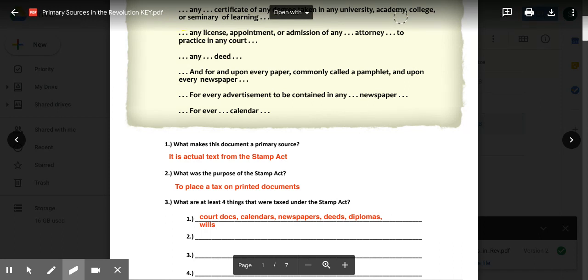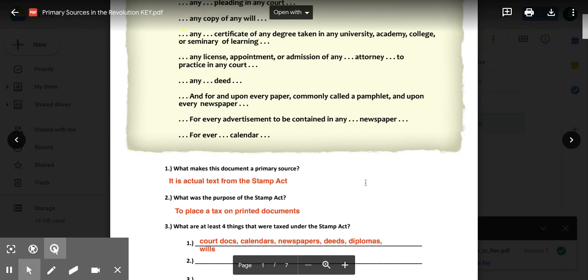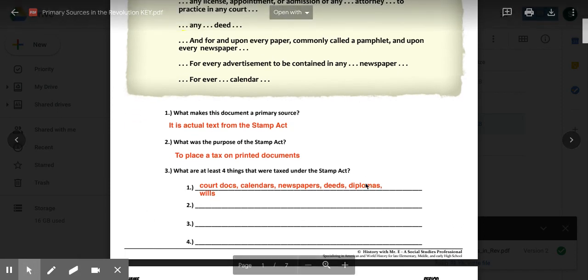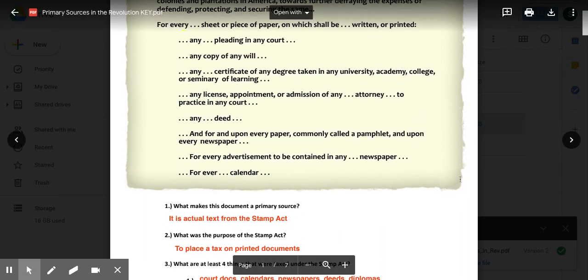Anyway, let's move on to question 3 then, guys. It says, what are at least 4 things that were taxed under the Stamp Act?